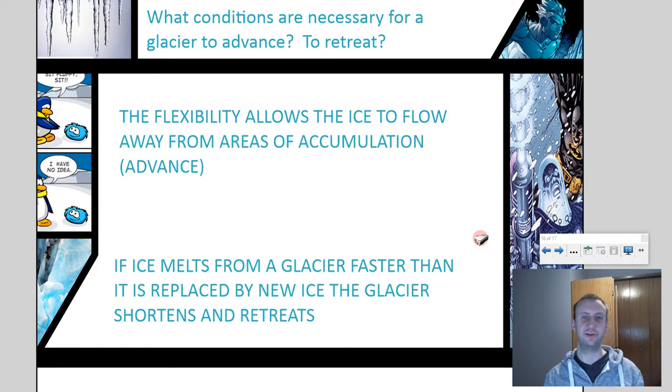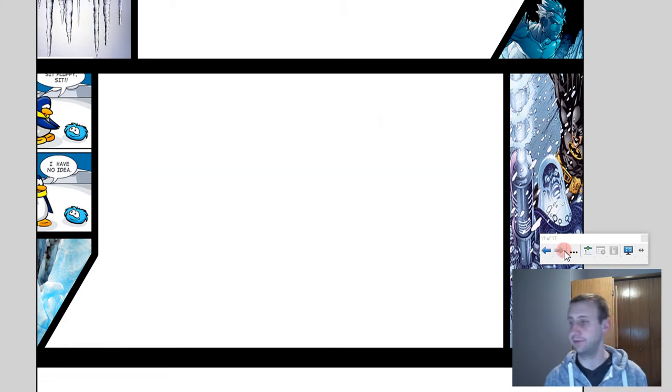What conditions are necessary for a glacier to advance or to retreat? So the flexibility allows the ice to flow away from areas of accumulation and advance. If ice melts from a glacier faster than it is replaced by new ice, the glacier retreats. It advances due to movement, right, the slipping at the bottom and so on. That's it. That's glaciers. Yay, frozen water.